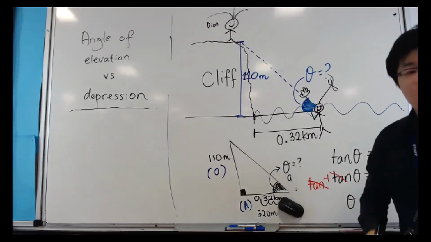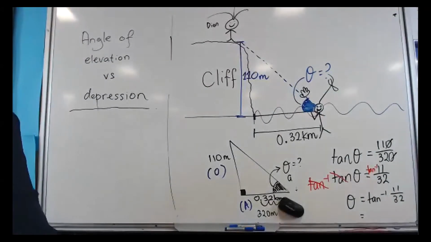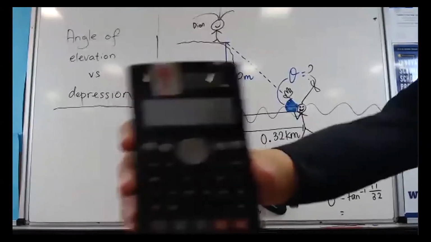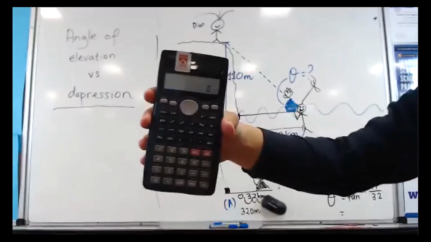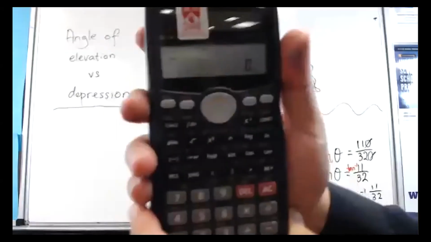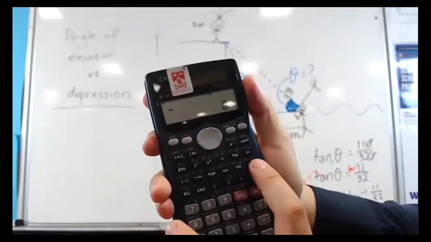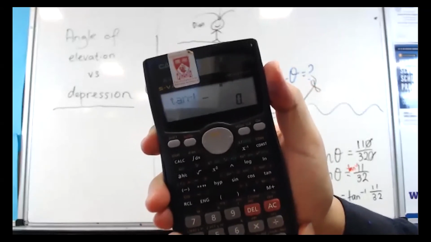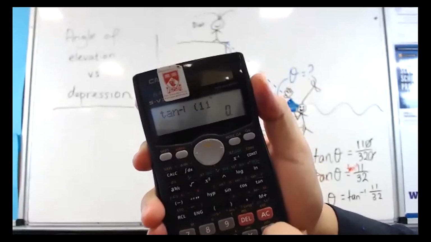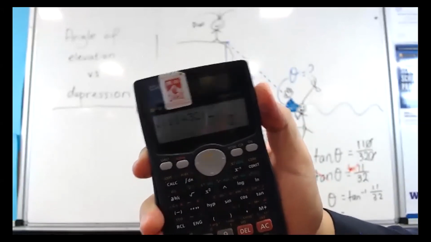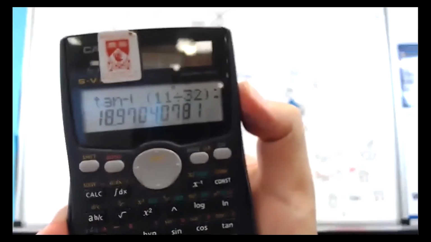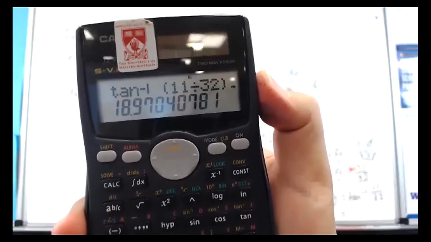Now, ladies and gentlemen, what's next? Calculator, exactly. So grab a calculator, and now we're going to start pressing. Just remember how to press arc tangent: press Shift, and then click on Tangent. You get arc tangent like that, and then you open bracket 11 divided by 32. There we go: arc tangent 11 divided by 32.